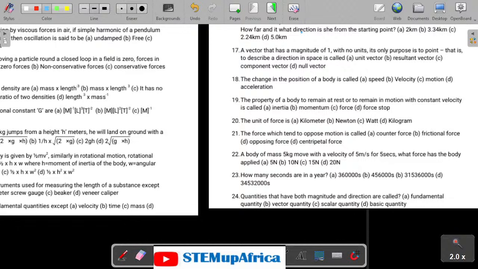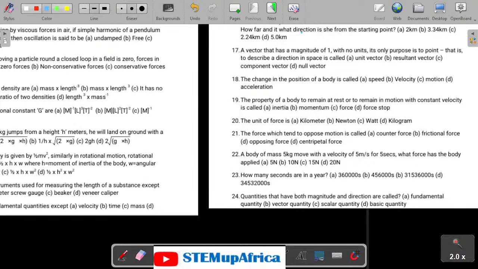In a plane surface, it's called frictional force. But when it comes to fluid, whether air or liquid, we call it viscous force or drag force. So they can also ask you, the force which tends to oppose motion in fluid, in that case, it's called viscous force or a drag force. But when it comes to a plane surface, it's referred to as a frictional force.